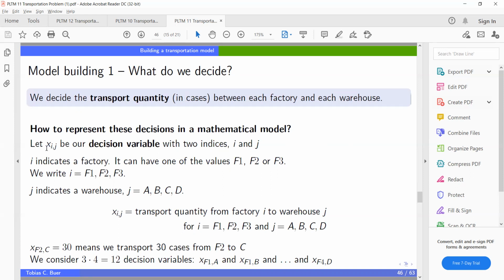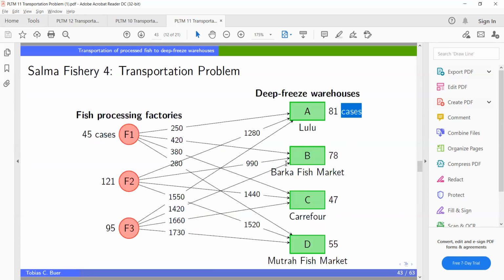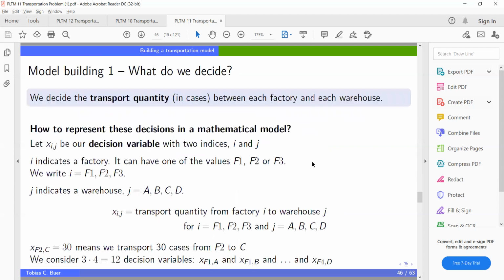And each decision variable in this specific model has two indices, I and J. The index I indicates a factory. So in our example, the index I can have any of these values, F1, F2, F3, because, let me go back, we have 3 factories. And the index J represents our warehouses, and we have 4 different warehouses, A, B, C, D. So therefore, the index J indicates one of these 4 warehouses.